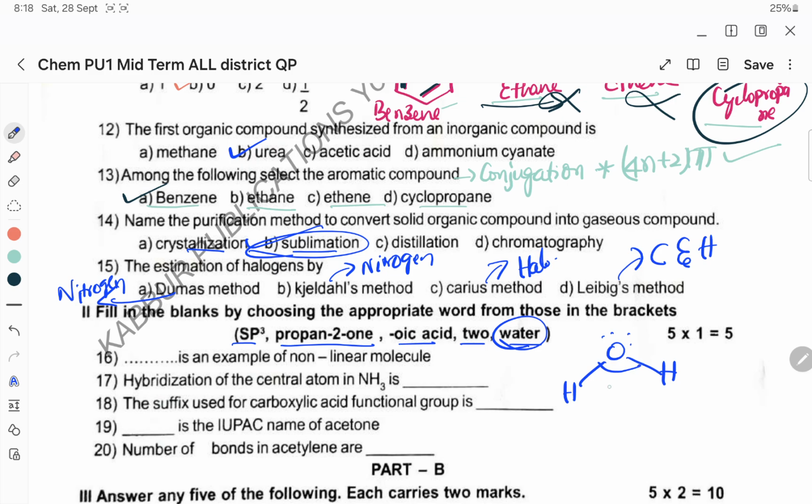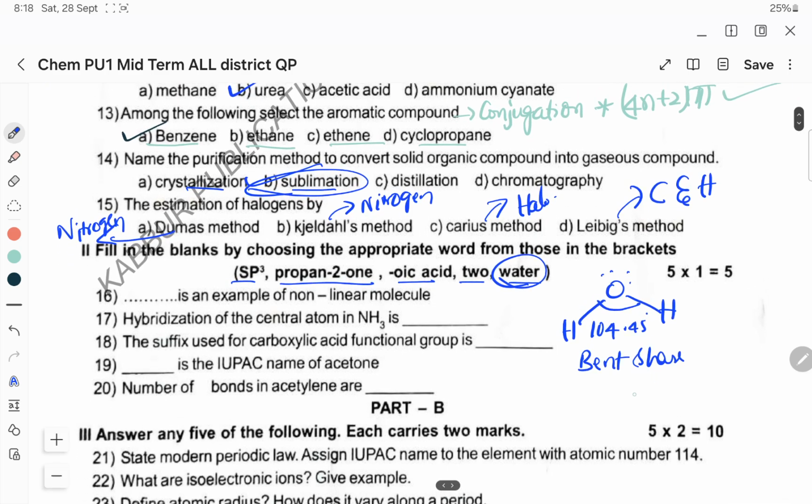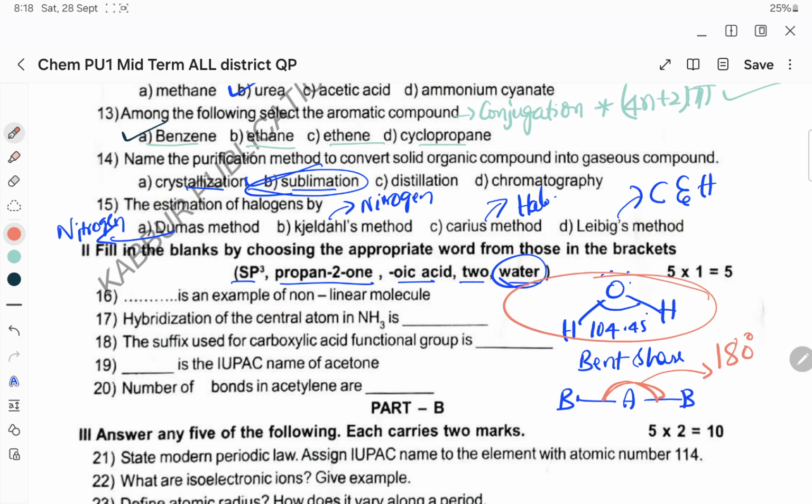See, what is the shape of this one? This is a bent shape. Okay, why is water called non-linear? Because it has lone pairs of electrons. That's why it is a bent shape. It has an angle of 104.5 degrees. Okay, see, if you take the linear structure, I will write one example, A, B, like this, just taken as an example. See, what is the angle of this one? A linear molecule's angle is 180 degrees, but if you consider water, it is non-linear, it has to be taken as bent. It has the angle 104.5, whereas the linear molecule has an angle of 180 degrees. Now the correct option is water. Okay, water is an example for a non-linear molecule.